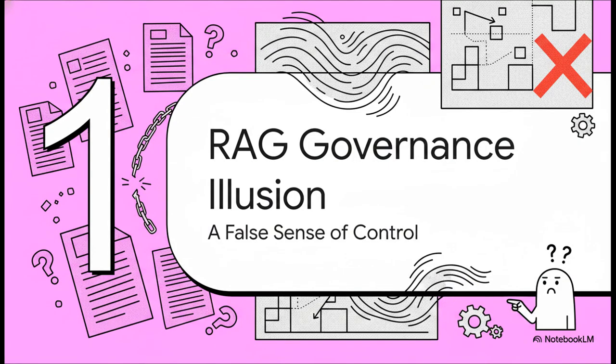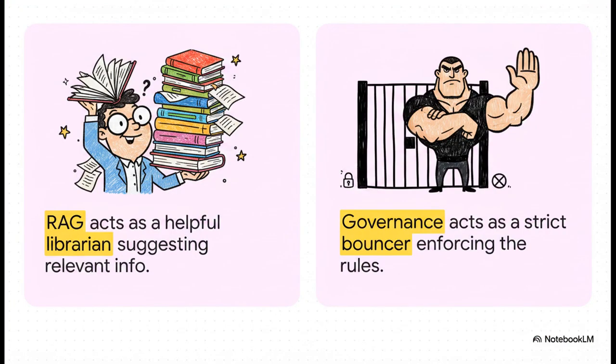The RAG governance illusion. This analogy really perfectly nails the core mismatch we're dealing with. RAG is basically a super helpful librarian. You ask a question, and they scurry off to bring you a huge stack of relevant books. Which is awesome, right? But to protect a codebase, what you actually need is a strict bouncer checking IDs at the door. You don't just want relevant information, you literally need to prevent an AI agent from making a move that violates your service boundaries.